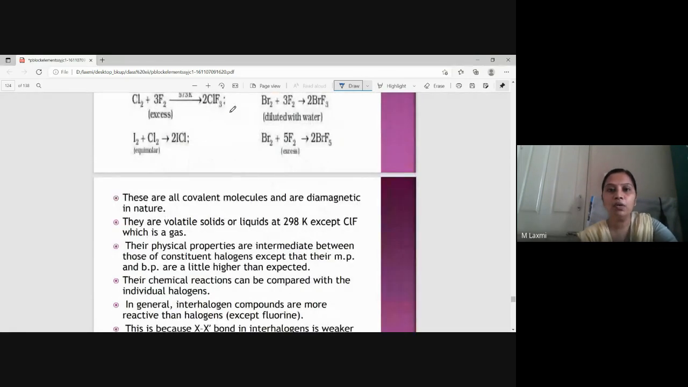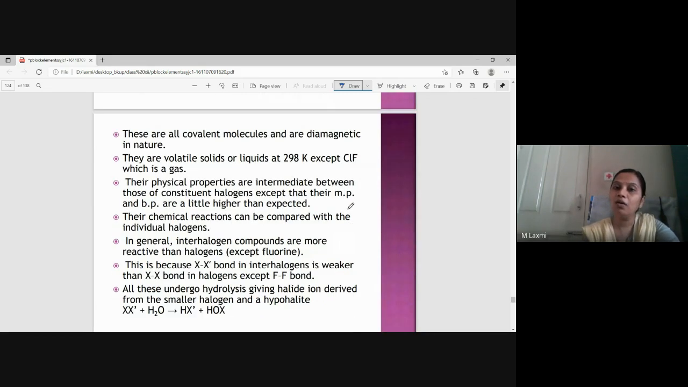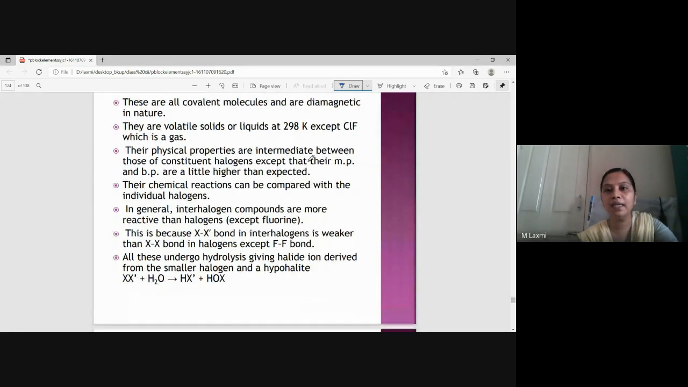When you look at these interhalogen compounds, they all are covalent molecules. They are diamagnetic in nature, meaning they have paired electrons, so when you keep them in an external magnetic field, they try to repel. They are volatile solids or volatile liquids at 298 Kelvin, except chlorine fluoride, which exists as a gas. Their physical properties are in between those of the constituent halogens.